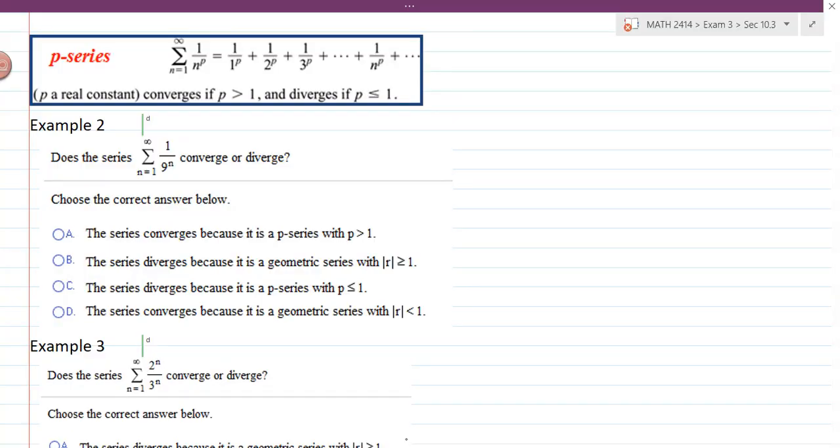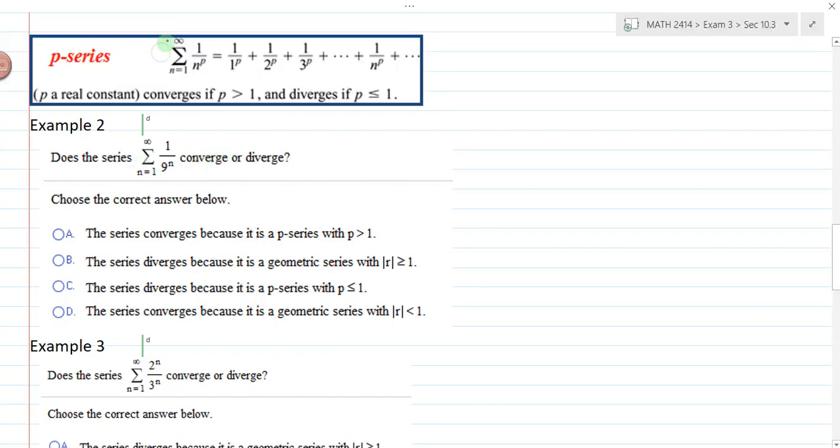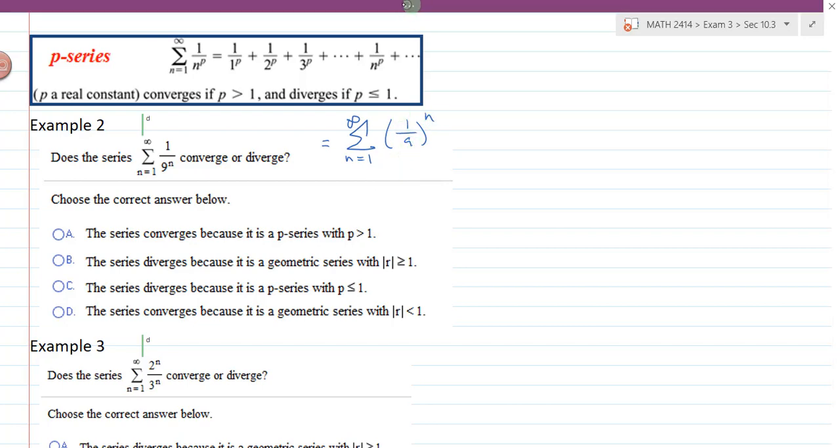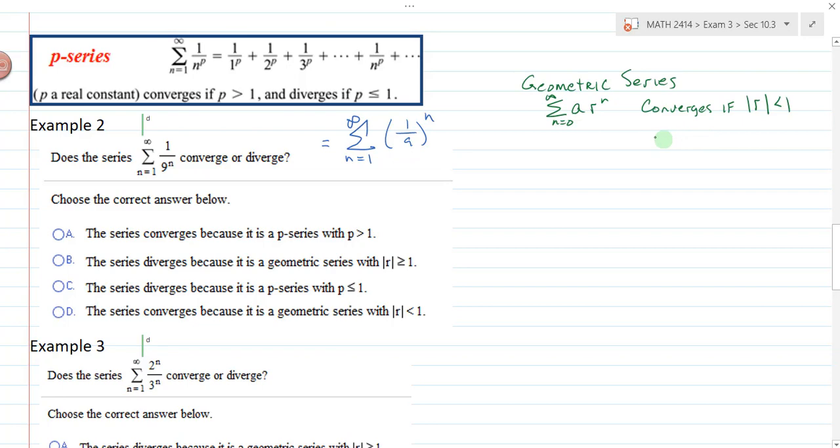In example 2, we're asked, does this series converge or diverge? We can rewrite this series in a form that makes it easier to identify what type of series it is and whether or not it's going to converge or diverge. What does this series look like? It looks like a geometric series. The geometric series converges if the absolute value of r is less than 1. What would a be for this geometric series? 1. And what would r be? 1/9. 1/9 is less than 1, so therefore this would be a convergent geometric series.